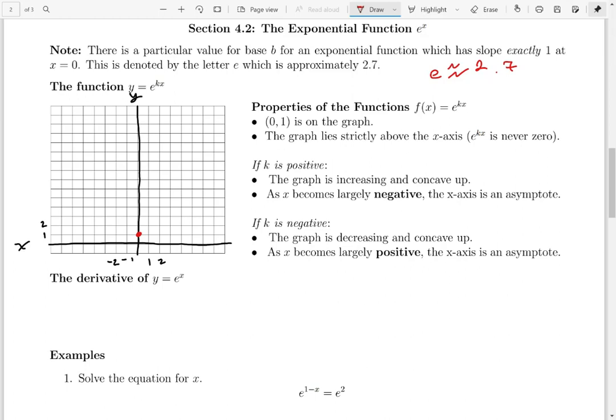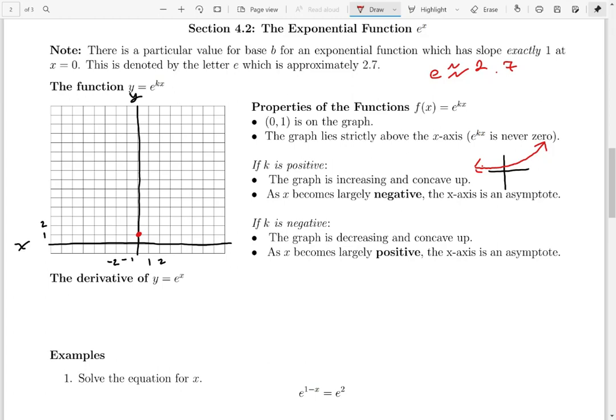Okay. Well, then, a couple things. The deal is that the graph is going to lie strictly above the x-axis. That is, e to the kx is never going to be 0. Now, if k is positive, the graph is going to be increasing and concave up, and so it will specifically look something like this. Now, it's going to grow pretty quickly. But once again, if k is positive, it looks like this. Now, the x-axis is actually going to be a horizontal asymptote.